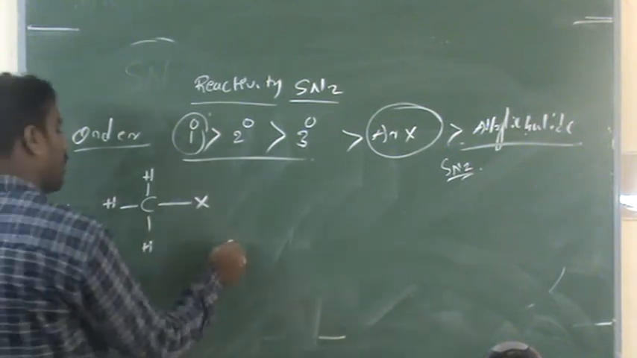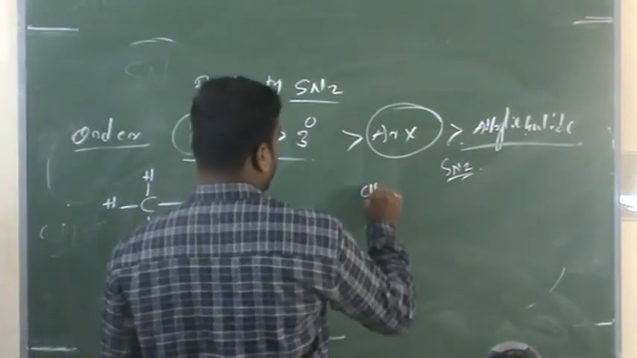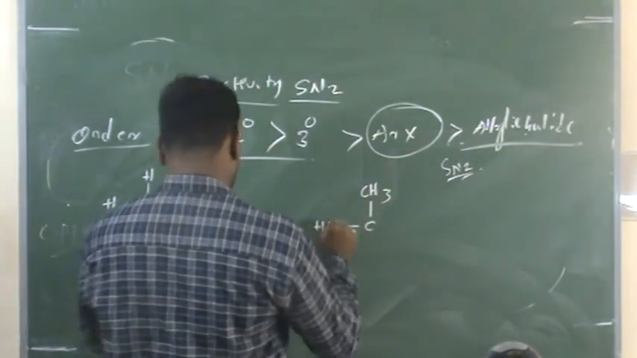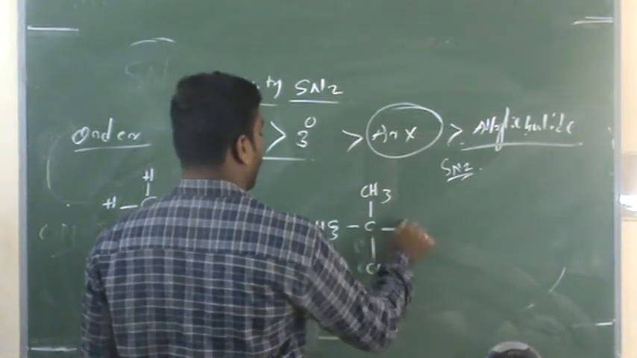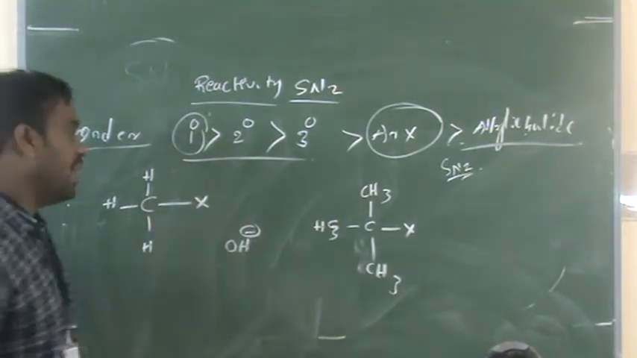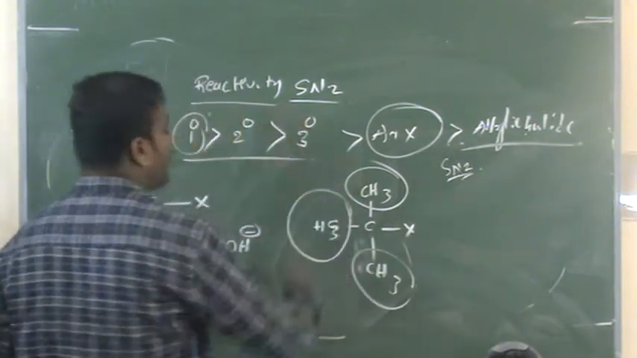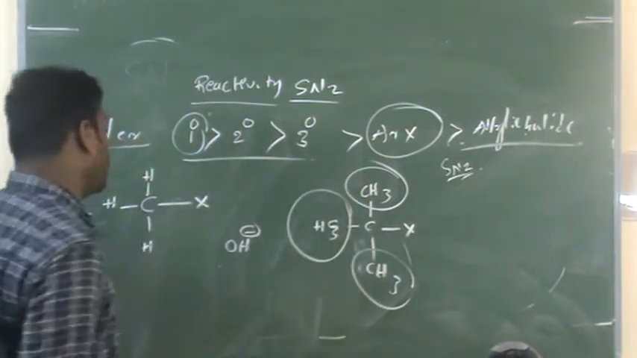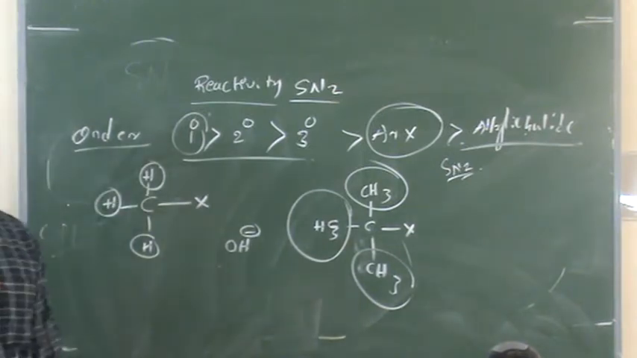Now the OH minus is there. You know what the tertiary alkyl halide is? This is called a tertiary alkyl halide. This is a primary alkyl halide. So when the tertiary alkyl halide is there, a group of atoms is there with this carbon. When it is a primary alkyl halide, only small atoms are there with that carbon.